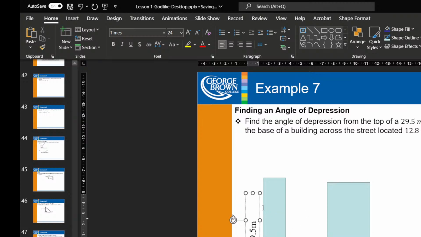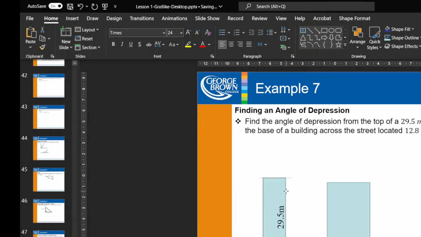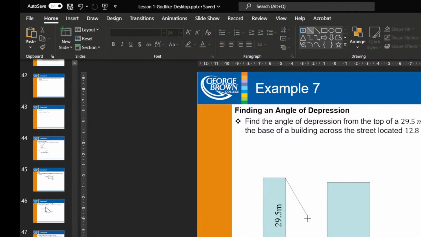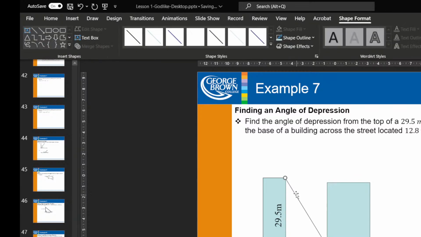We have information about how this is, and what we want to find is the angle of depression. That's what we're looking at. So from the top of this thing down to this part right here. And what we're looking for is this angle right here, the angle of depression. Okay? But is it the angle of depression? Is this the angle of depression? Or is this the angle of depression? What am I asking? Is this the angle of depression up here?